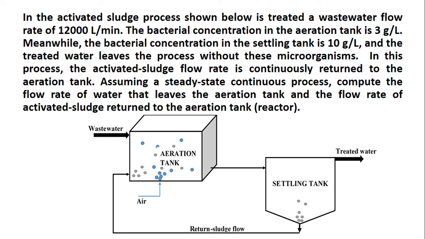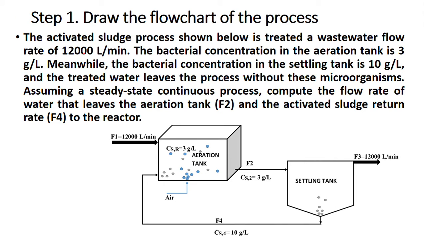Assuming a steady-state continuous process, compute the flow rate of water that leaves the aeration tank and the flow rate of activated sludge returned to the aeration tank. Step 1. Draw the flowchart of the process.